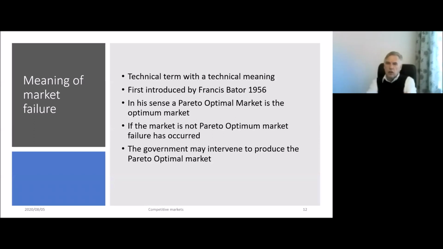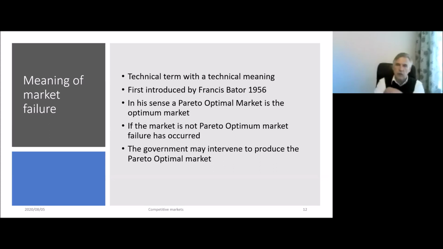So market failure is a technical term with a technical meaning. It was first introduced by an academic by the name of Francis Bacon in 1956. He died recently, quite sadly. He lived to quite a ripe old age. And I read the other day, or a year or so ago, he stepped off the curb to cross the road, he wasn't looking, and he got killed by a motor car. So it's rather sad. But it is a very famous article from 1956.